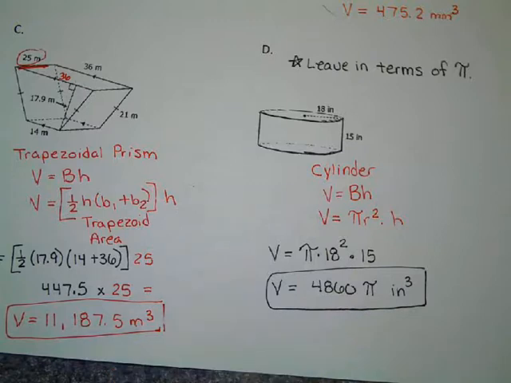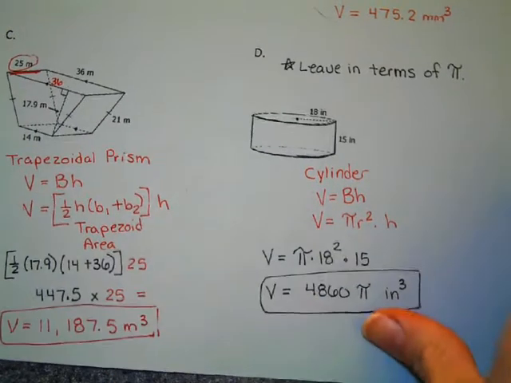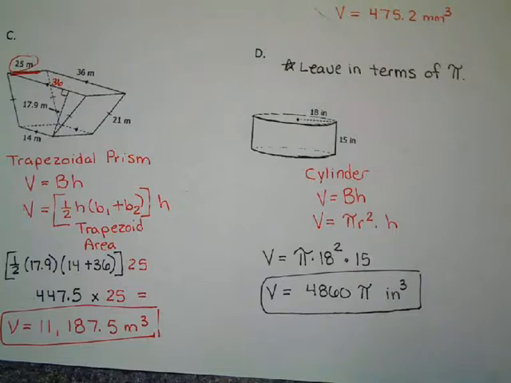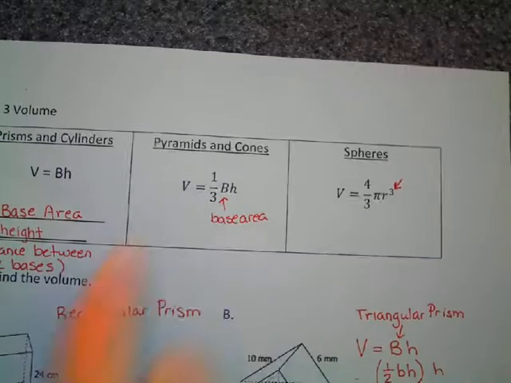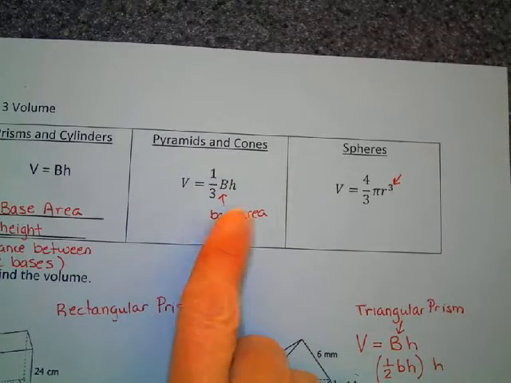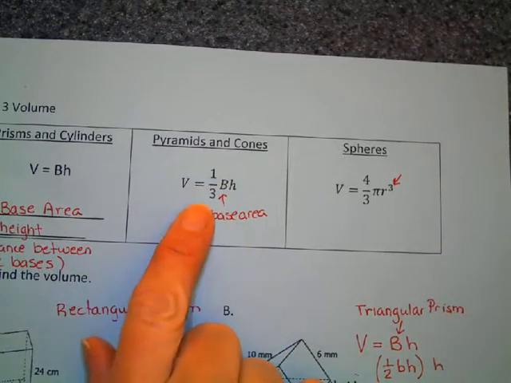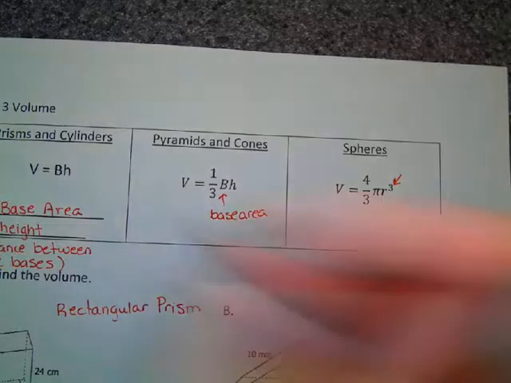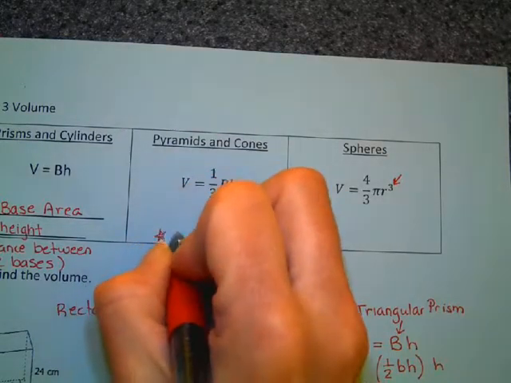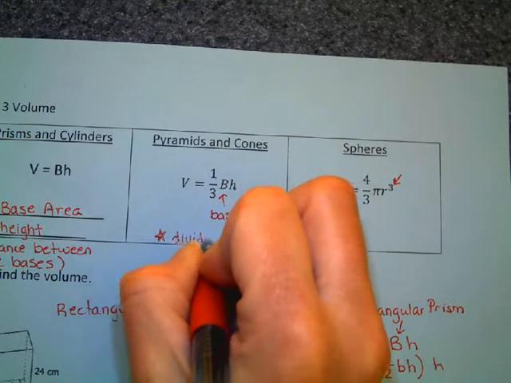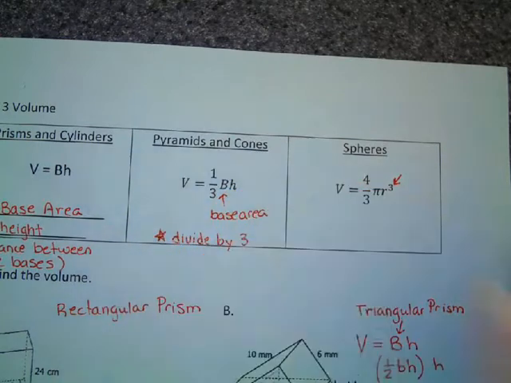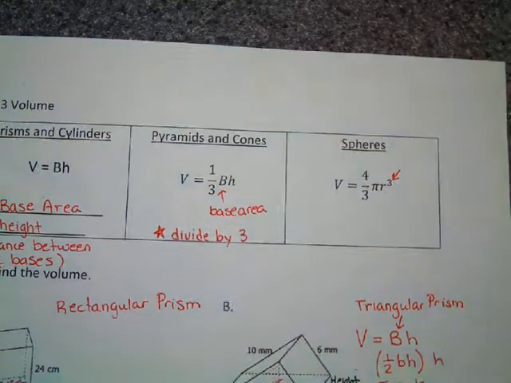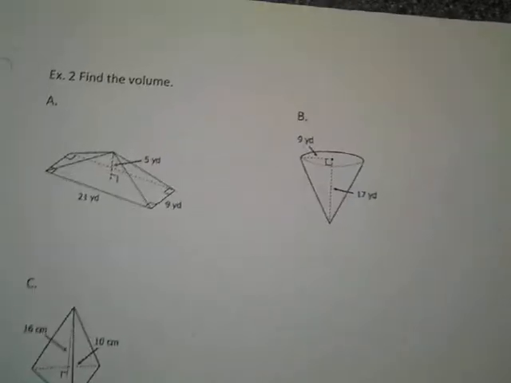Alright, so that was everything related to prisms and cylinders. The next one we're going to cover is pyramids and cones. So a pyramid and cone problem, you basically do the same thing, only you're going to divide your answer by 3. A third of something is the same as dividing by 3. Or if you have a fraction button, you can put in 1/3, that works too. Alright, so this first one we're going to say is a rectangular pyramid.